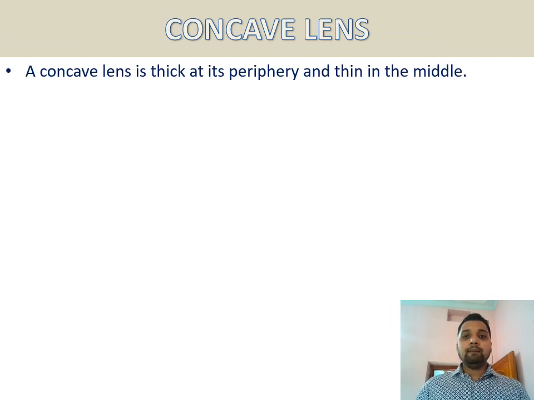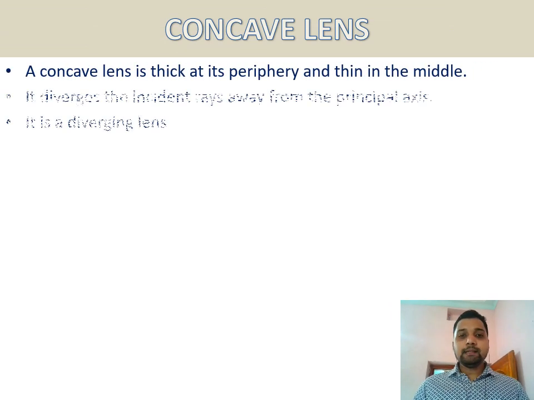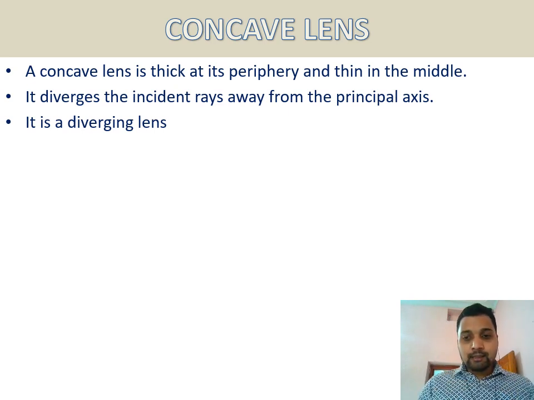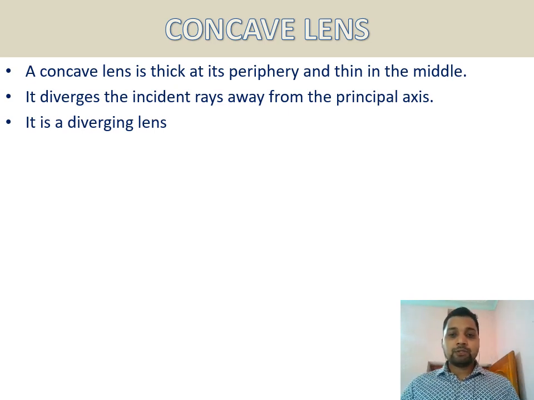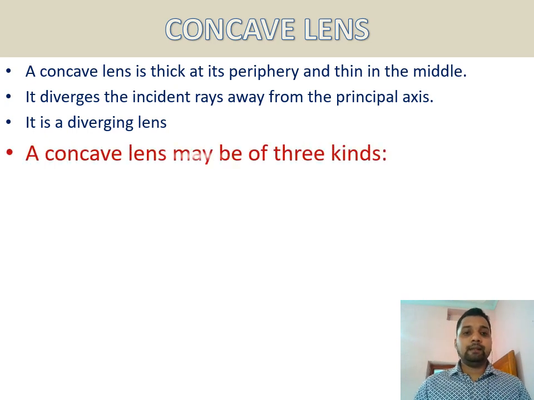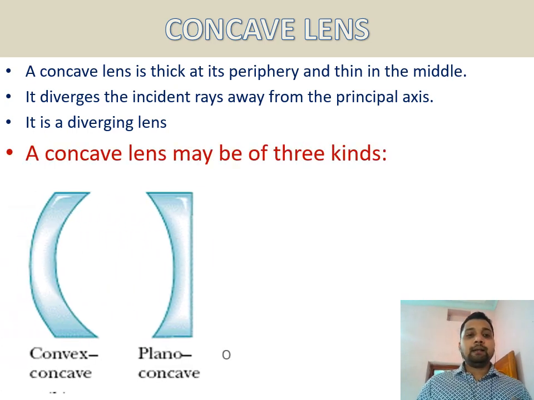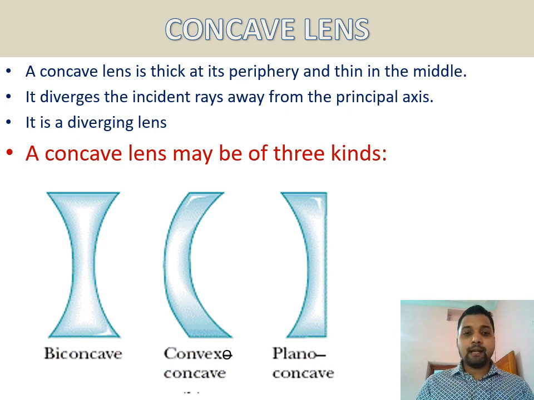Another type of lens is the concave lens. The concave lens has a thinner middle part and a thicker periphery, and it takes all the light rays outside, so it is in the category of diverging lens, which diverges the light rays. This lens is also of three types. One is the biconcave lens, where both sides are concave. One side convex and one side concave is a convexo-concave lens, and one side plane and the other side concave is known as a plano-concave lens.